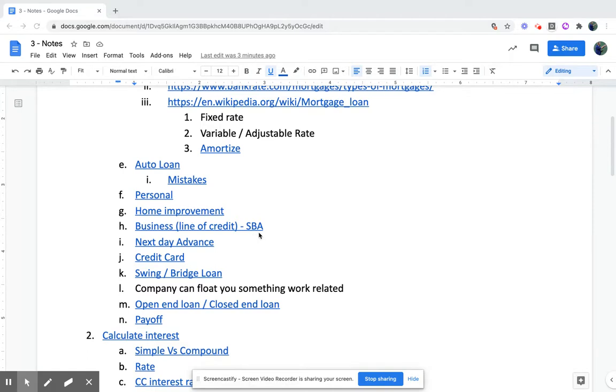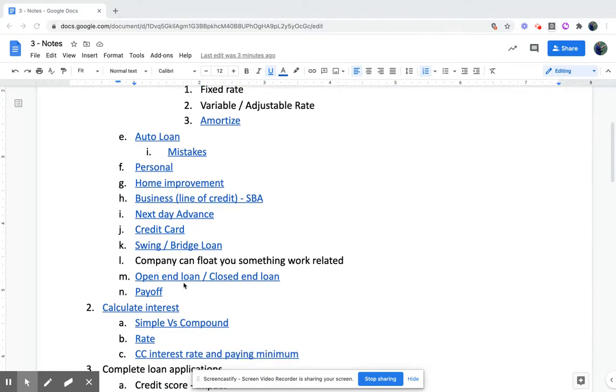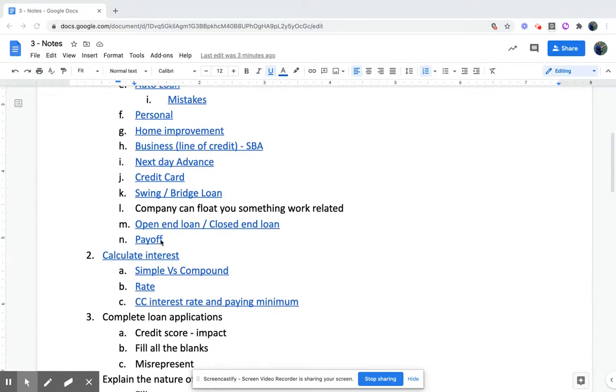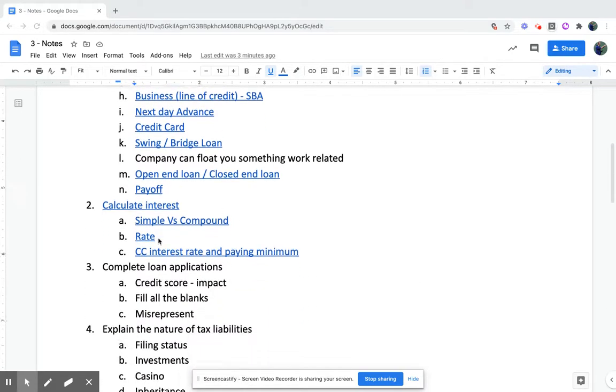Businesses get a line of credit typically through the SBA. Open-ended loan versus closed-ended loan. Open-ended means I have access to that amount of funds, and if I have 1,000, I can take out 500. I can take out whatever I want, and the interest is only going to be compounded on what you're taking out. Closed-end loan, that's it. You can't take any more out. There are some that have hourly payoff. Got to be careful of those.